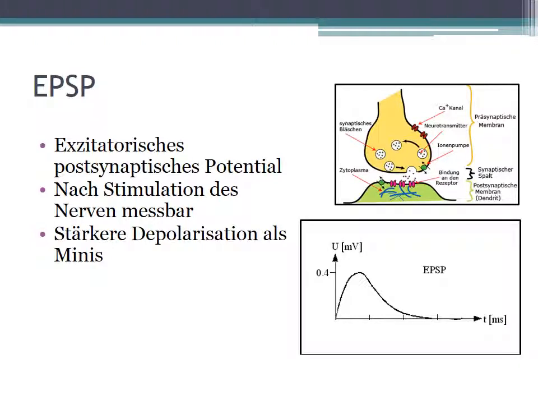The last thing I want to talk about here is the EPSP, the excitatory postsynaptic potential. This is a potential that is usually a lot higher than the minis we just talked about, and so you can measure it after the stimulation of a nerve. And the depolarization is just a lot bigger than in the minis.